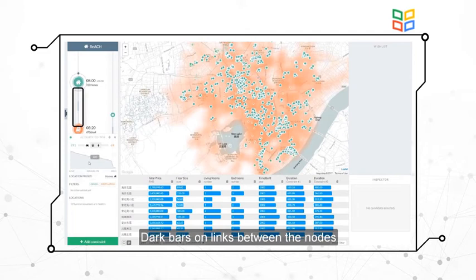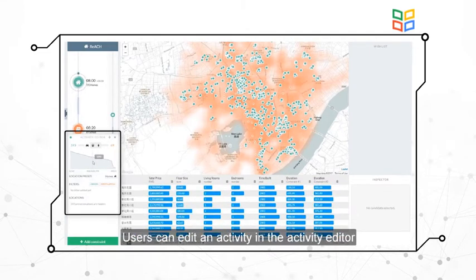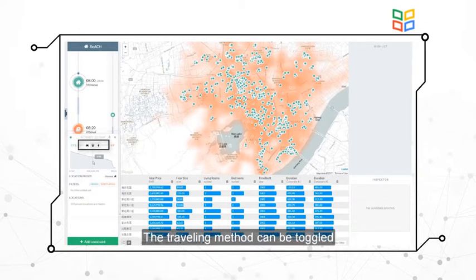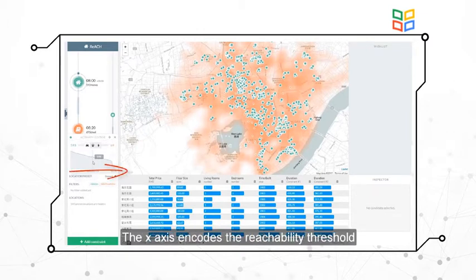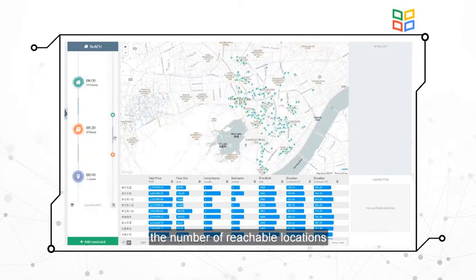Dark bars and links between the nodes encode reachability threshold. Users can edit an activity in the activity editor. The traveling method can be toggled with buttons at the top. Reachability threshold is encoded with a reachability chart. The x-axis encodes the reachability threshold, and the y-axis encodes the number of reachable locations.